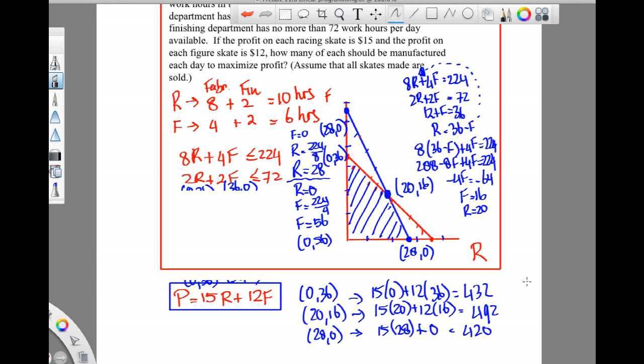So the combination that maximizes profit is the 20 and 16. So the answer to the final question, how many of each should be manufactured each day to maximize profit? We should make 20 racing skates and 16 figure skates. And that's it. Thanks.